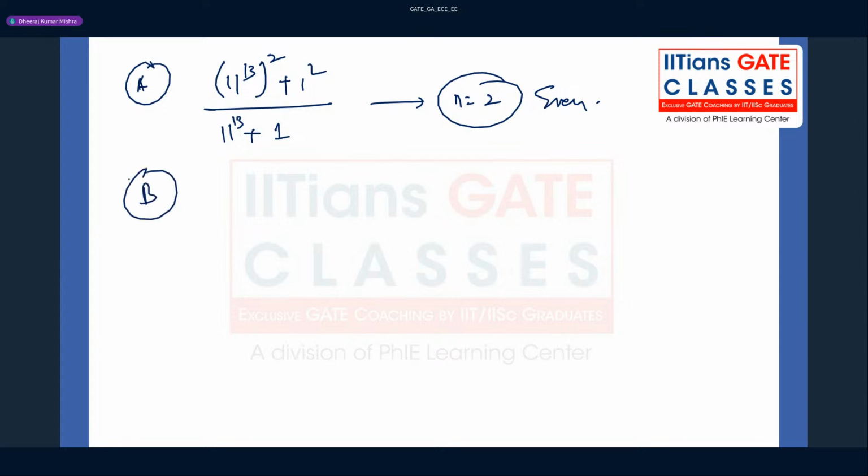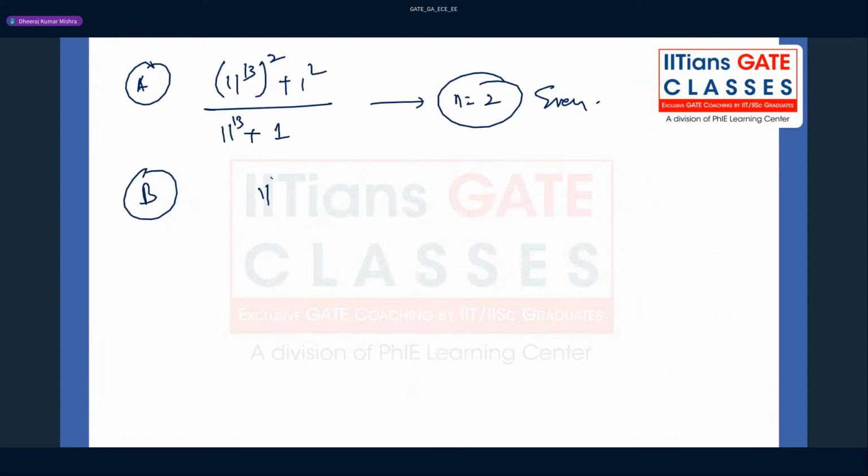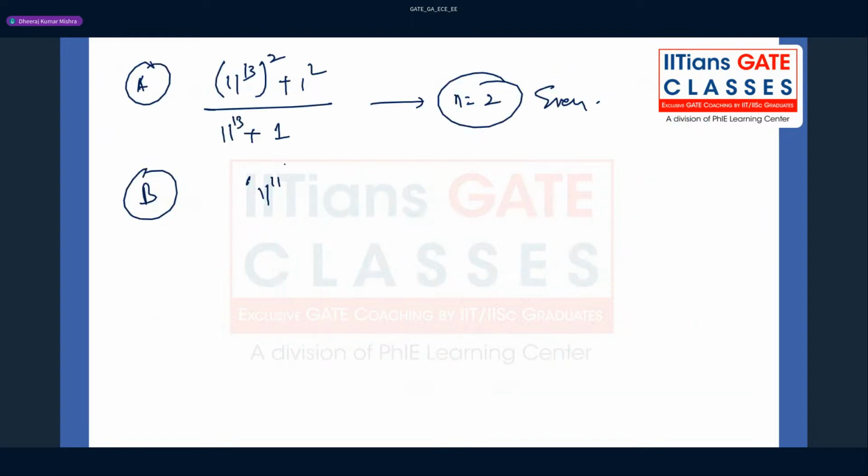Now option B you take. You can write this again as 11 to the power 11. This is very important to keep in mind. It is also not divisible, because this is nothing but 3 plus 1, upon 11 to the power 13 plus 1, and since they are not equal, it cannot be the correct answer.